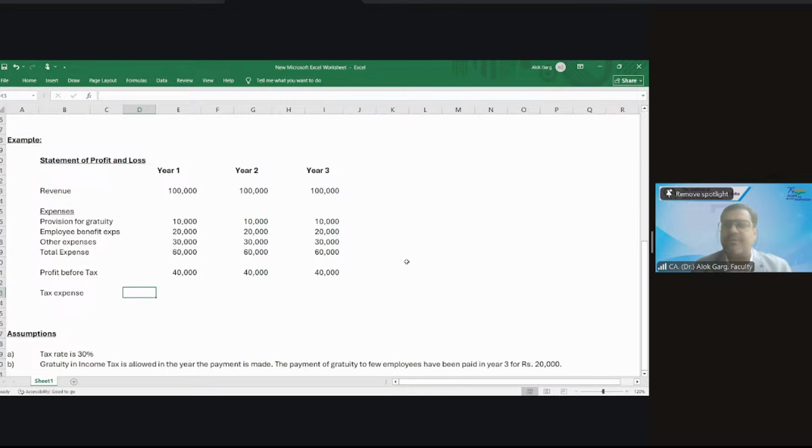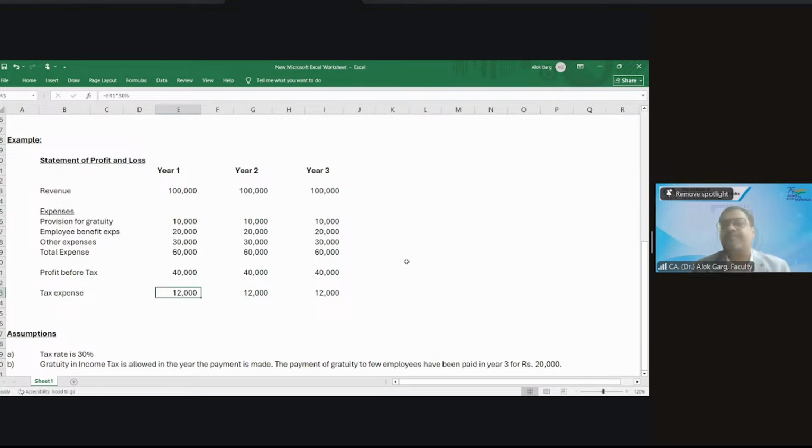It has to be 12,000, right? 40,000 multiplied by 30%. It has to be 12,000. Right?